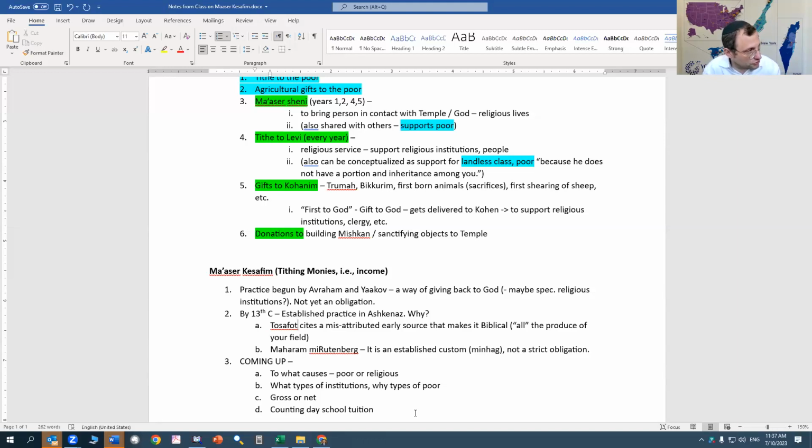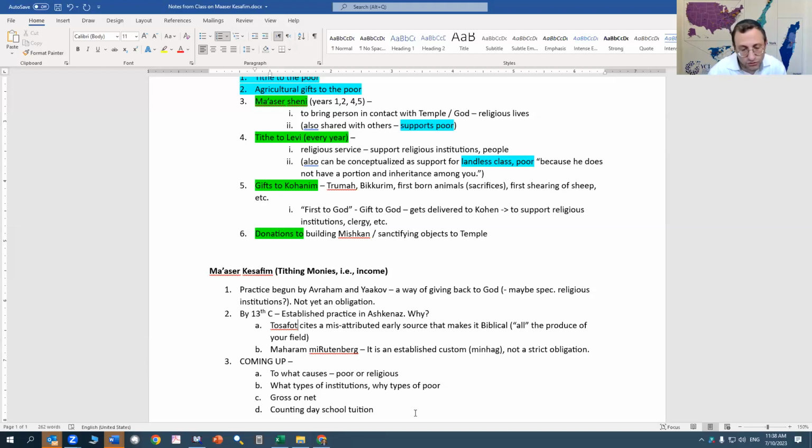Tosfos cites a source, misattributed to an early source, trying to link it to the idea of tithing of Maaser in the Torah, but it was clearly a medieval source that had been misattributed, because it spoke about giving a tithe from the money you get from lending loans to non-Jews and you get interest from, which was clearly a medieval phenomenon. Okay, but it's an attempt to attribute it back to the Torah obligation.